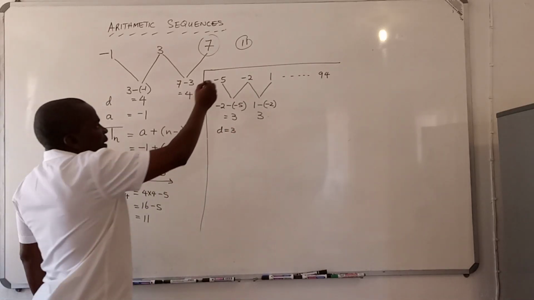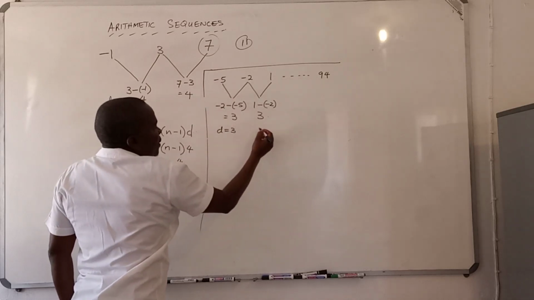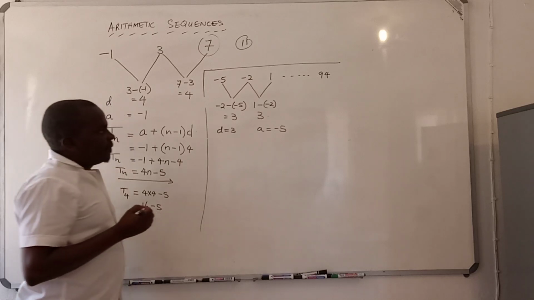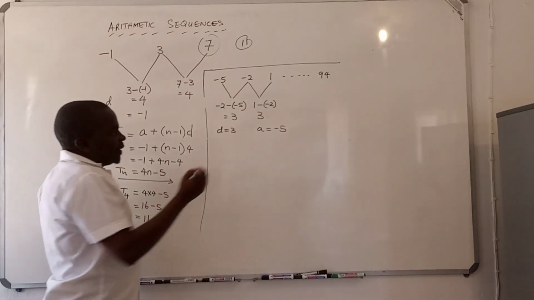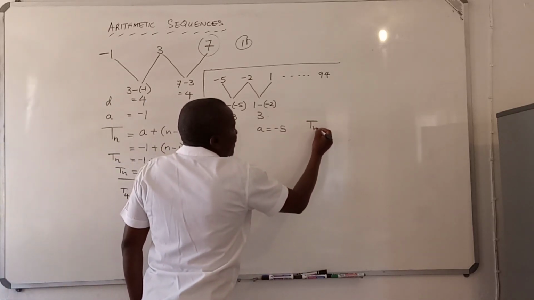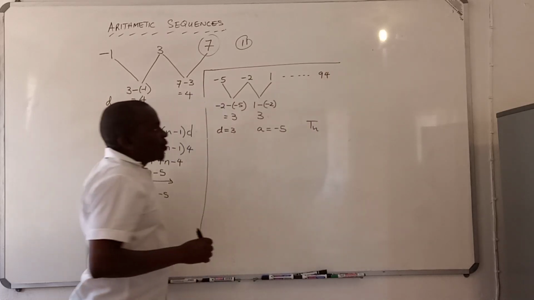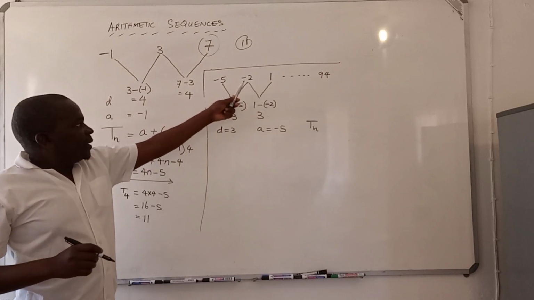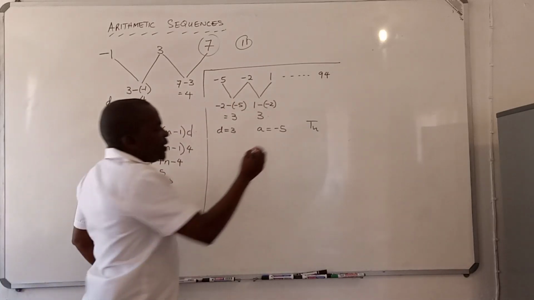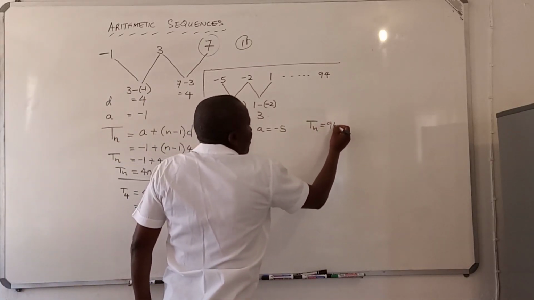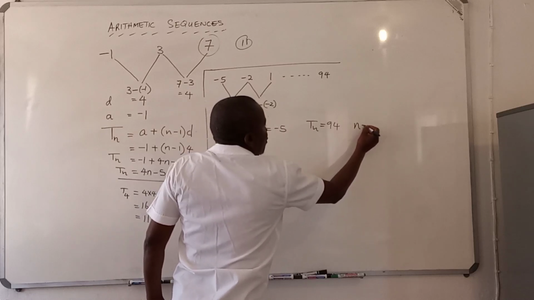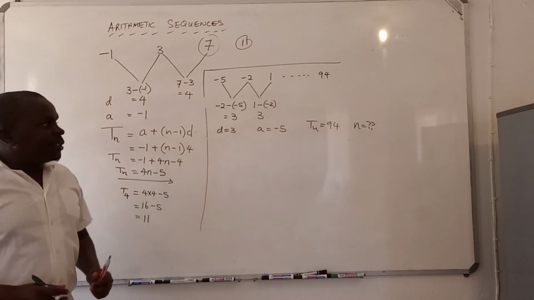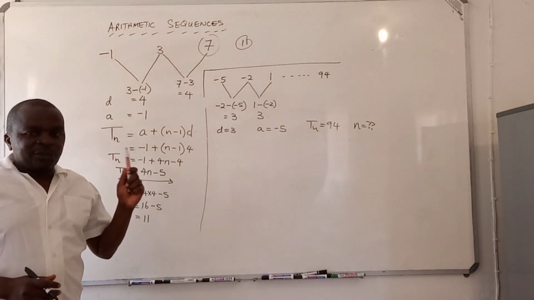Okay, and then this is our first term. Therefore, a is equal to -5. Tn, we want the position of 94. We know 94 is a member of that sequence. So Tn is equal to 94, but we don't know what n is. This is what we are looking for. What is the position of 94 in that sequence?